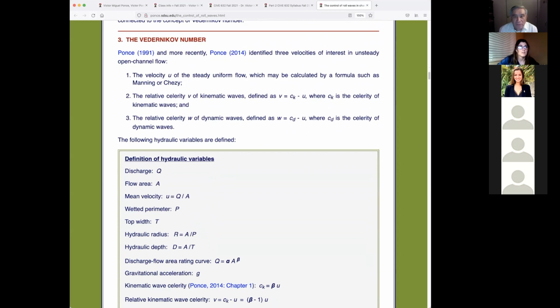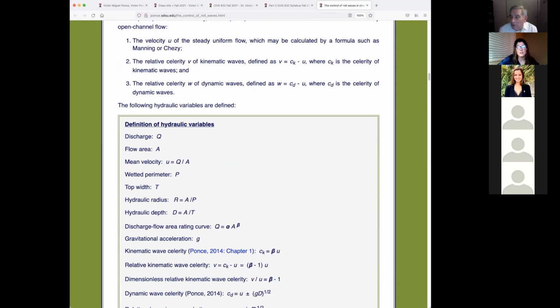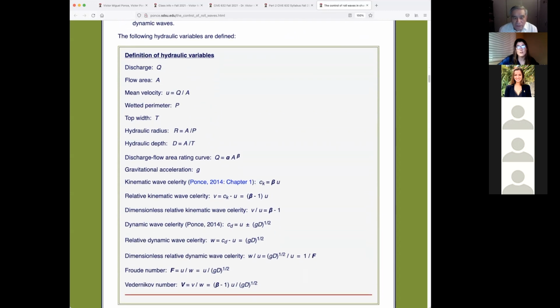So the Vedernikov number. We identified three velocities: the velocity of Manning-Chezy, the relative celerity of kinematic waves, and the relative celerity of dynamic waves, which come directly out of our S-curve. And then we have the definition of hydraulic variables. We did this for the purpose of clarity. We want people to read this and to understand it on first reading or second reading. We don't want people to spend too much time on it because they'll drop it. That happens with many papers that are written in the journals. You give yourself some time in order to read the paper, maybe a couple hours. If you can't understand in a couple hours, you drop it. I know that because I do that too.